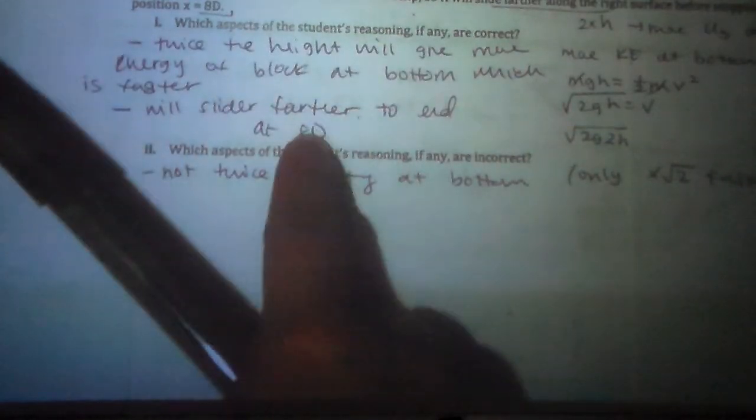This one, it literally said which aspects are correct. It didn't even have me explain why they're correct. So what's correct is twice the height will mean more energy at the bottom, which is faster. It will slide farther to end at 80. What is not correct is it will not be twice the velocity at the bottom.